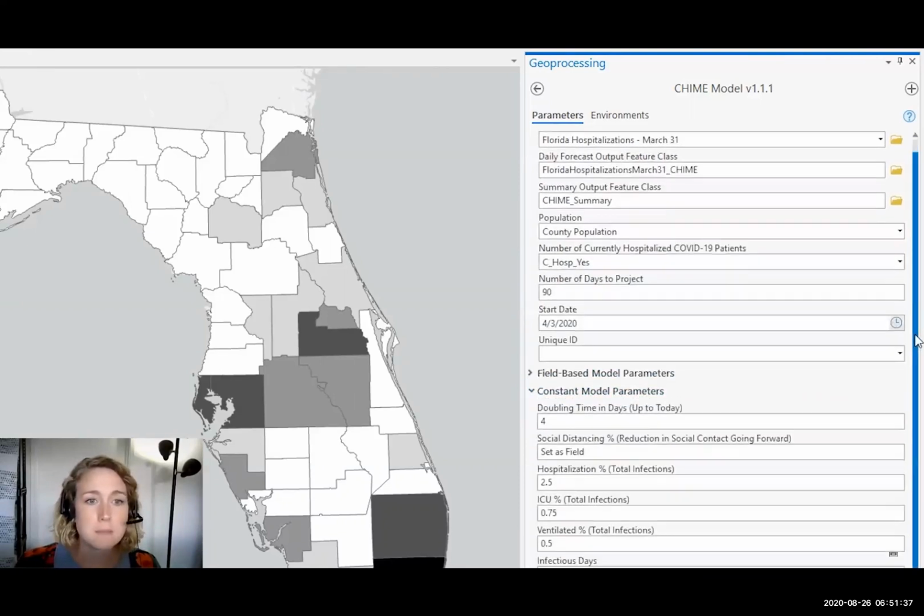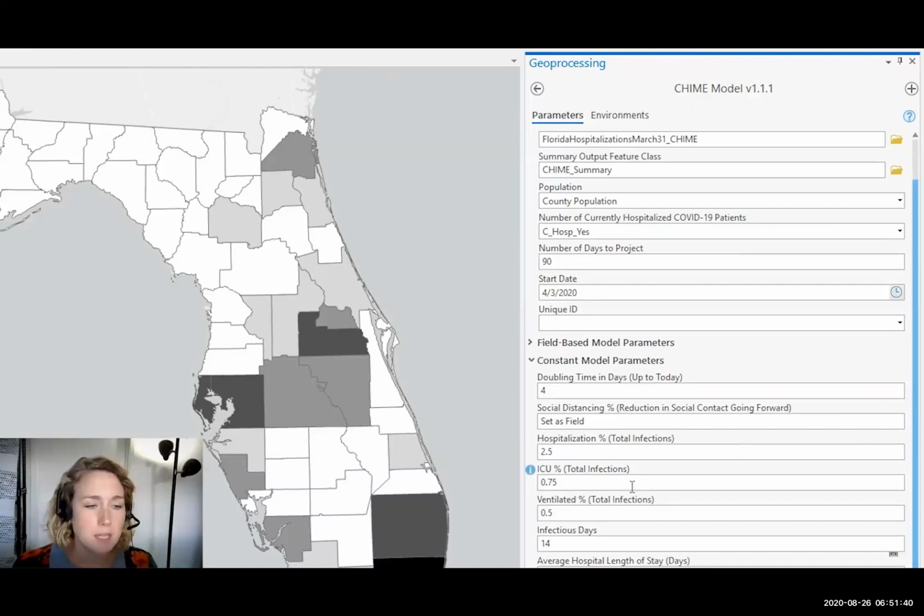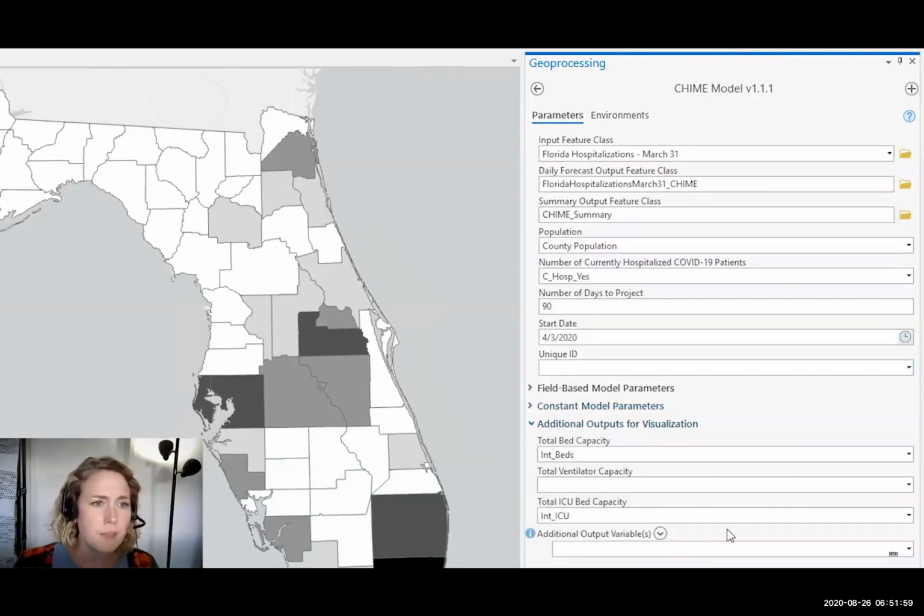And then we can also have some constant parameters here, things about hospitalization rate, ICU rate, ventilated rate, how many days infectious. These are other things that we could do locally. So a hospitalization rate we know is going to change location by location based on the underlying population. And so while we have a constant here, we could fill that out as a field that we allow to vary spatially.